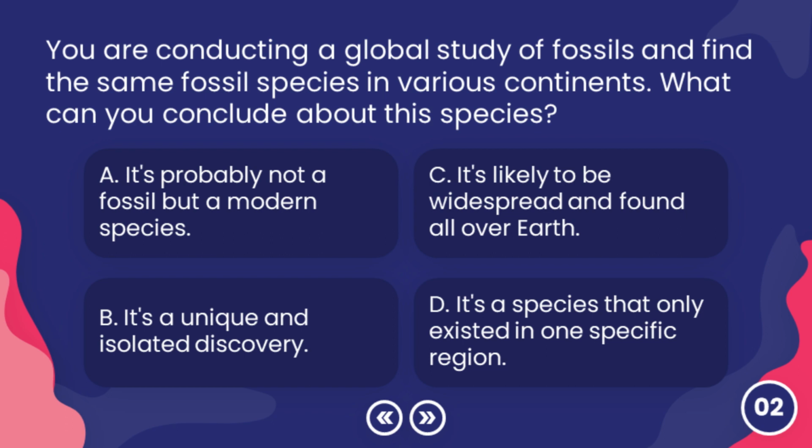Question number 2. You are conducting a global study of fossils and find the same fossil species in various continents. What can you conclude about this species? A. It's probably not a fossil but a modern species. B. It's a unique and isolated discovery. C. It's likely to be widespread and found all over Earth. D. It's a species that only existed in one specific region.